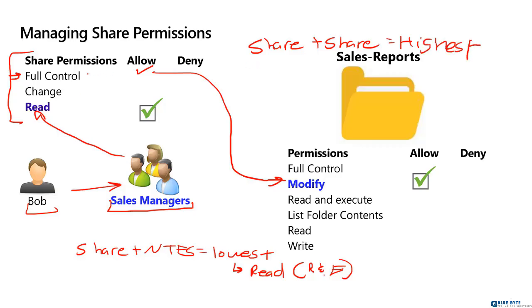So the way I think of it, on this side, on the share, if you have multiple permissions that apply, highest is the winner. On the NTFS side, you are a member of multiple groups, so multiple permissions apply, the highest wins. When you compare the two, the share and NTFS, only then does the lowest permission win and become the effective permission.